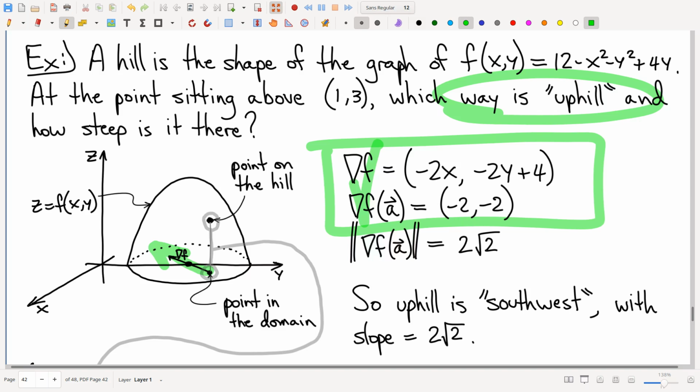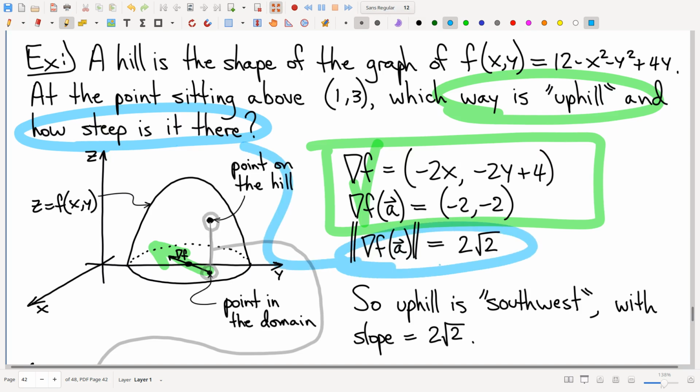Okay, next question. How steep is it? Well, again, how steep means what is the slope of that hill? The hill being the graph of that function. How steep means what is the slope of the graph. And the slope of the graph in the uphill direction is the magnitude of the gradient. That's also super easy to compute. You just take the magnitude of the vector you just got through computing. 2 square root of 2. Pretty steep, right? That's 2.8 something. About like that. That's a steep hill.